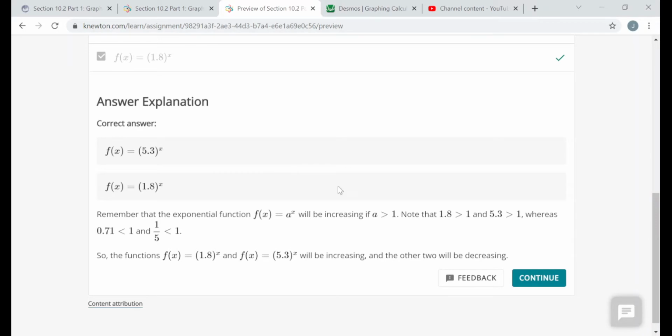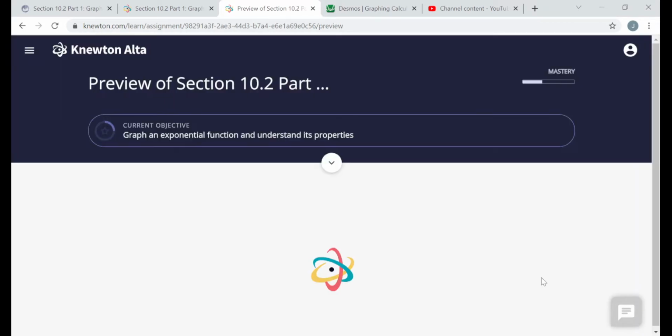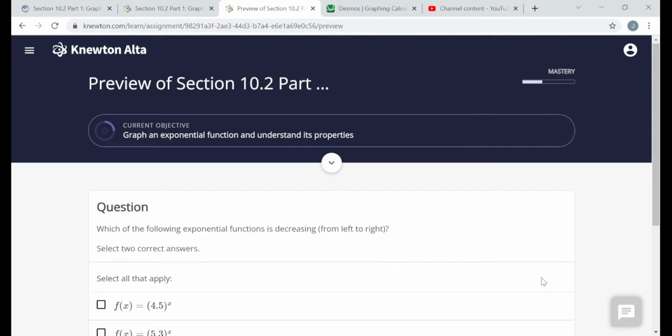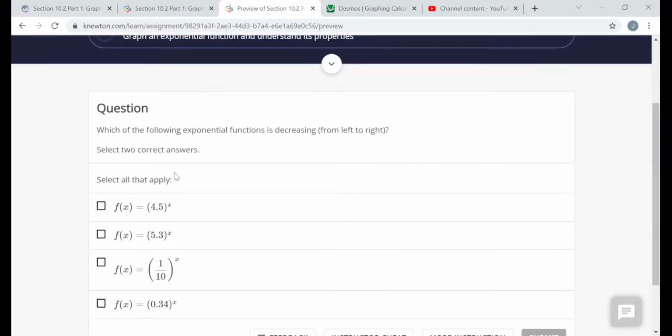All right, and again, read through the answer explanations. All right, next question. This is just the opposite. Now I've already discussed this. Which of the following exponential functions is decreasing from left to right? And once again, we're looking at just basic exponential functions. Y equals some positive number base to the x power only.